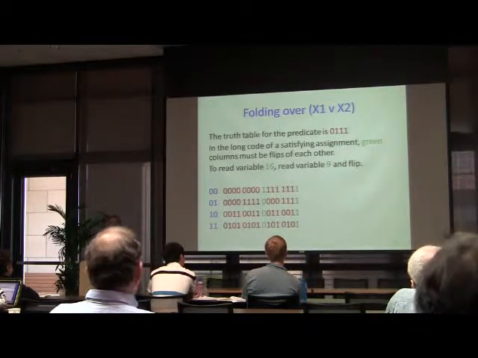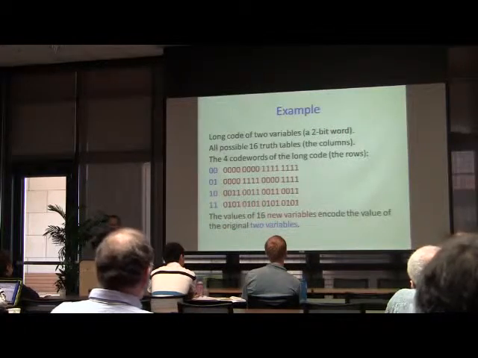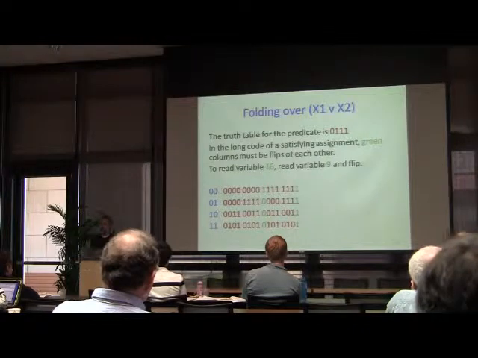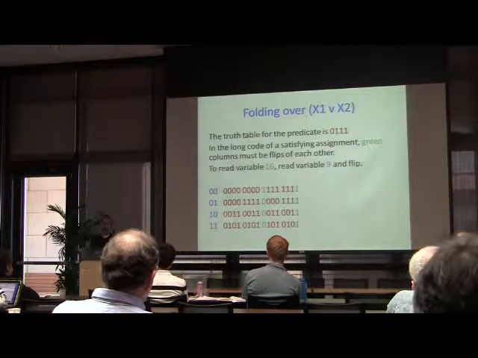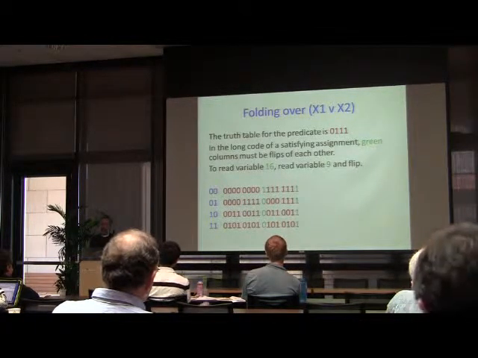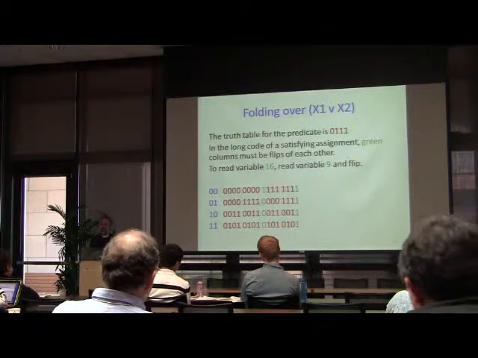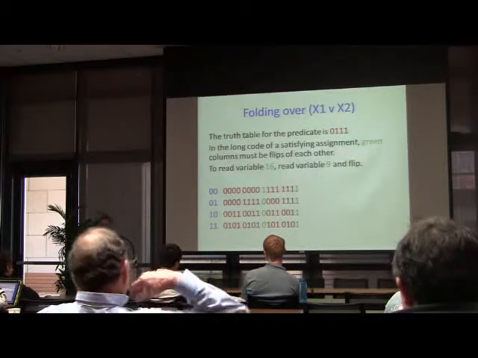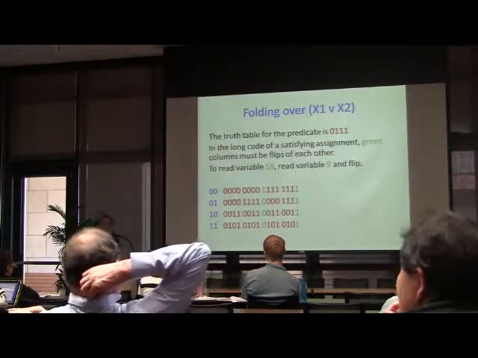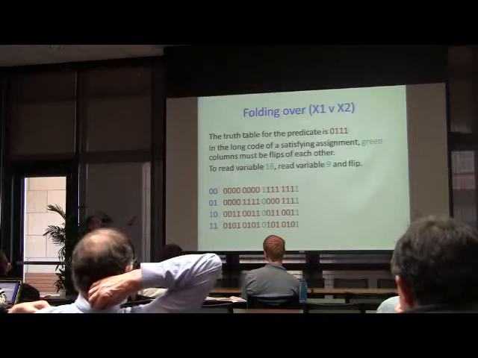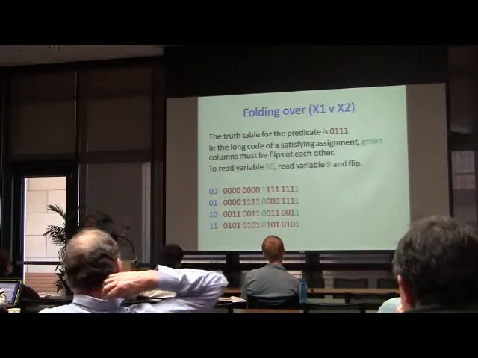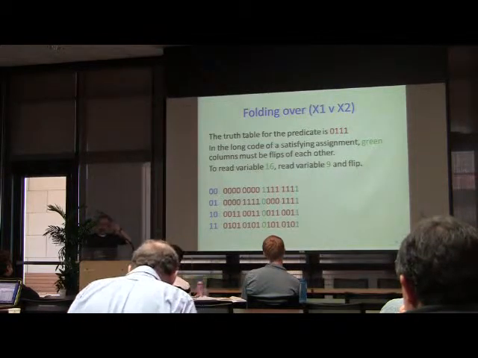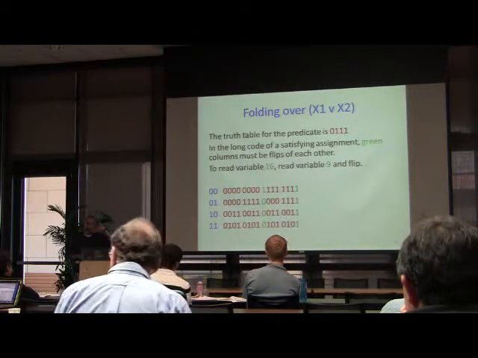So what does folding mean? Let's say that the 2 variables that we had are really variables x1 and x2 in a clause that said x1 or x2. We know that if the clause has to be satisfied, then at least one of them has to be set to 1. So the truth table for them is like 0, 1, 1, 1. They cannot both be 0. That's why there's 0 in the first location, and at least one of them is 1, or both of them are 1.